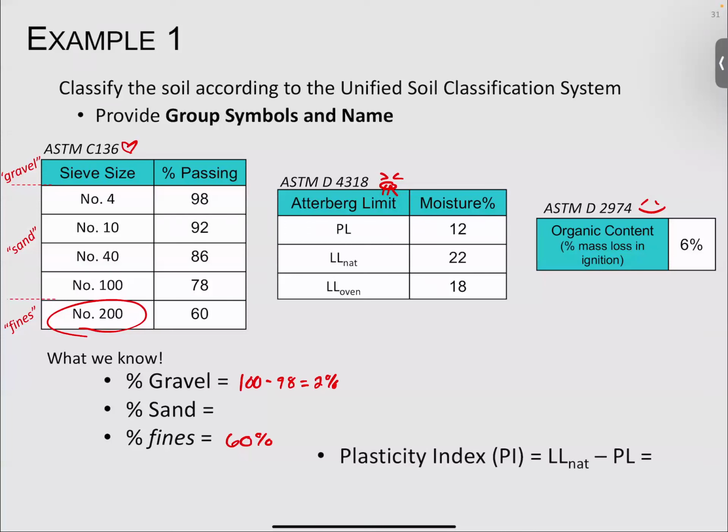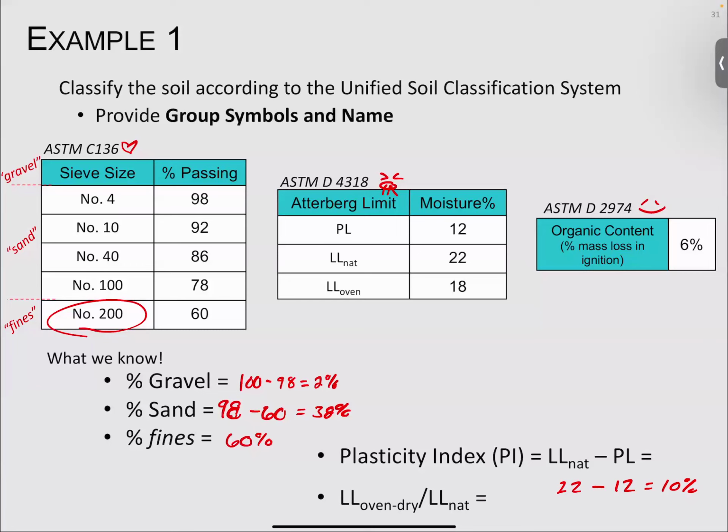So our percentage sand will be 98 minus 60. So we have 38% sand. We can add that up: 60 plus 38 plus 2 equals 100. So that makes sense. So the plasticity index, which is from our Atterberg limits, the index is always a calculated one. So we have our 22 minus 12, which means this is 10%. Now you'll see we also did a natural versus oven dried liquid limit.